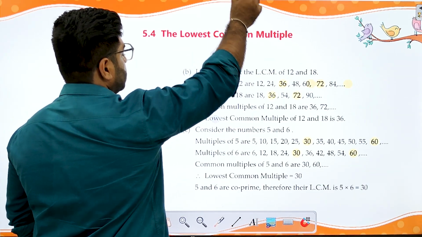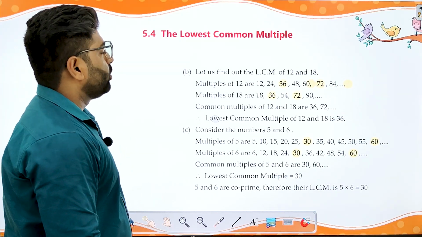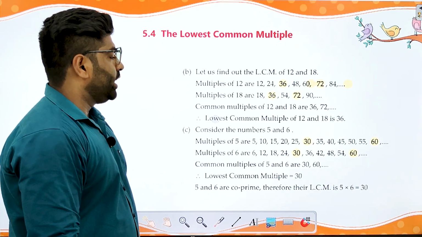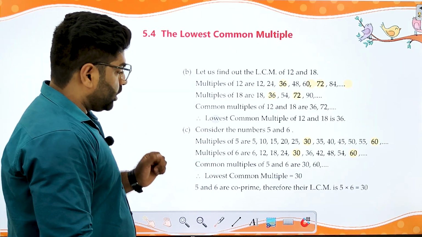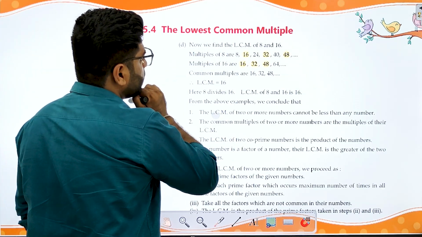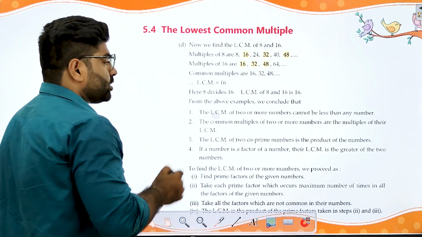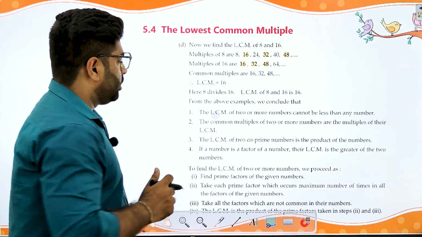Next, we have the B part: find the LCM of 12 and 18. In the same way we have to find the LCM. Now we have some important points regarding the LCM, or lowest common multiple.